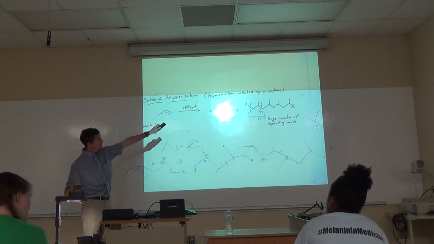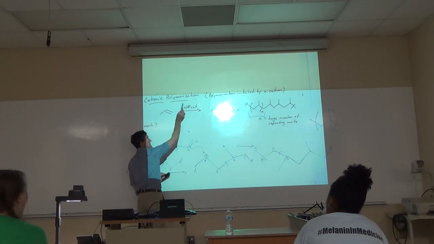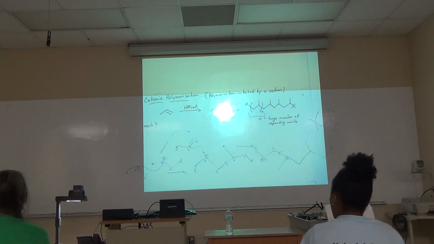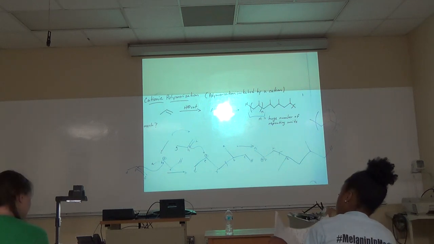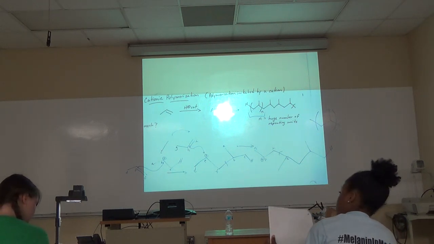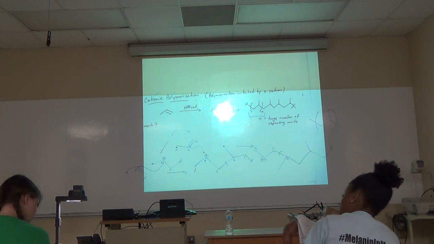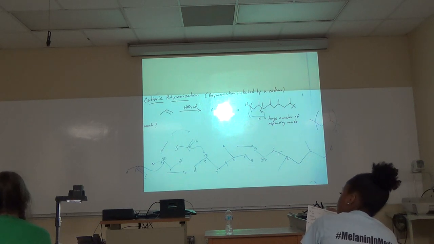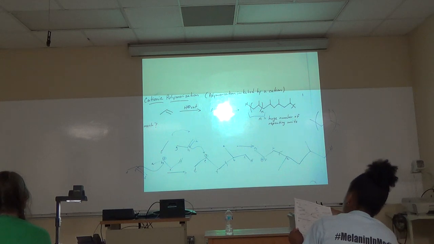This polymerization was initiated by a cation. H plus is a cation, yeah? It's thus called a cationic polymerization. Superglue is a polymerization whenever it hardens. But that's an anionic polymerization. It's initiated by an anion.